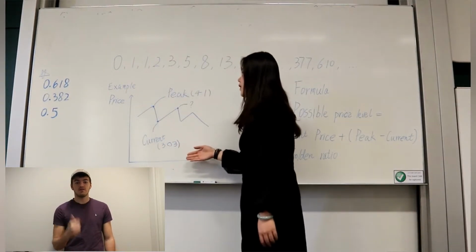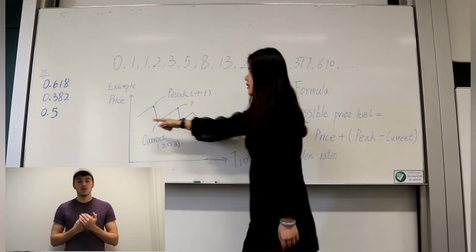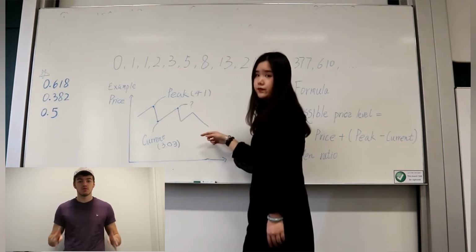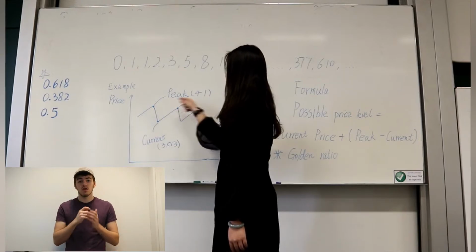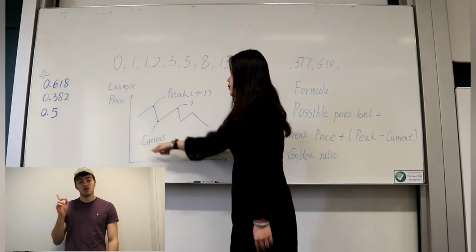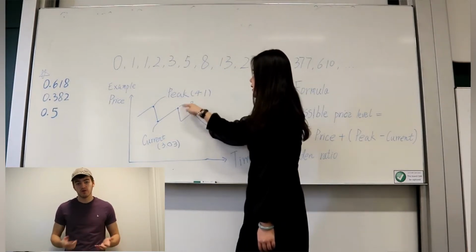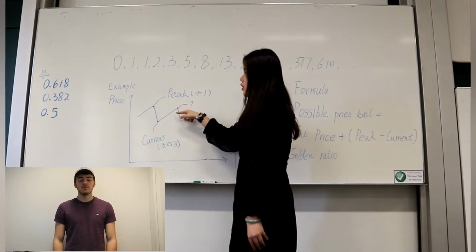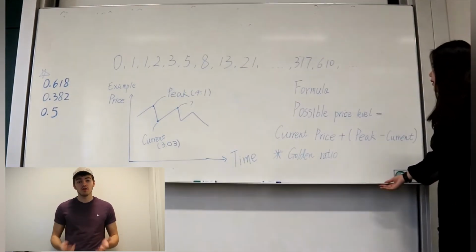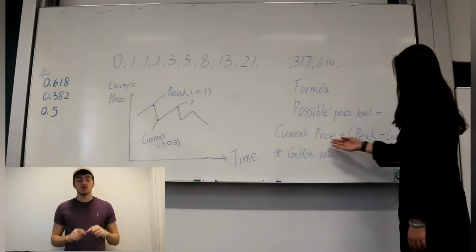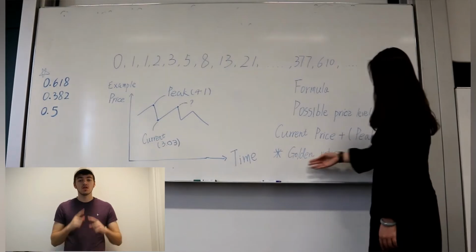Here is the example. We assume that this curve is the price level in the investment market. This is the price of a stock. This point is the peak at 4.1. This point is our current price, 3.03. Our question is, what is this point? What is the possible price level in the future? Here is the method. Possible price level equals the current price plus peak minus current times the golden ratio.